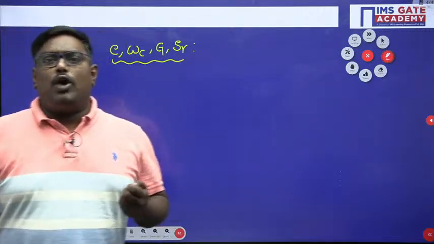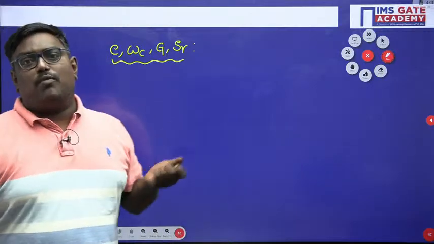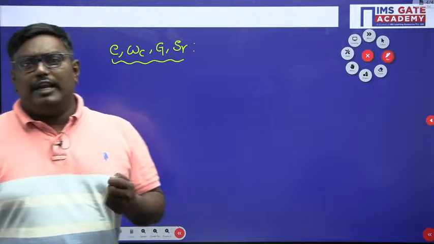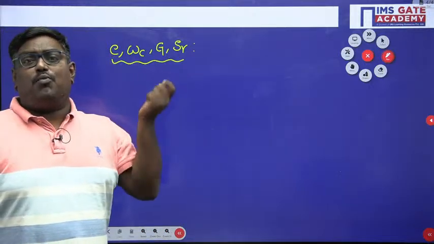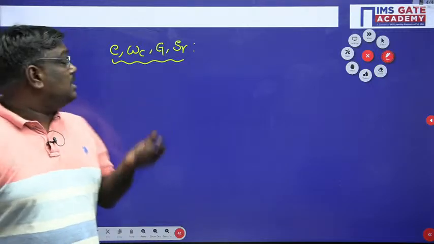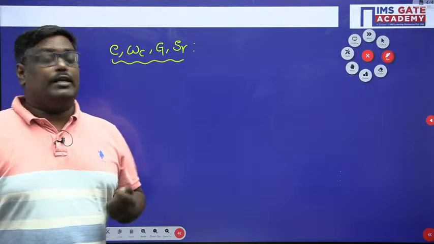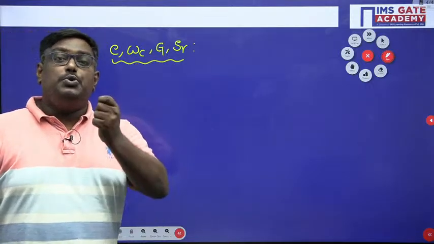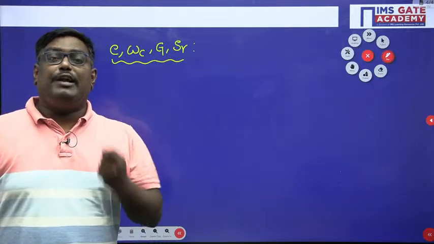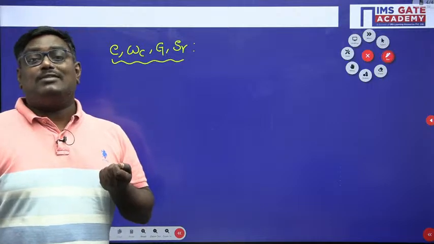What do you mean by void ratio? Void ratio is nothing but volume of voids by volume of solids. What do you mean by water content? Weight of water to the weight of solids. What do you mean by specific gravity? It is the ratio of unit weight of solids to the unit weight of water, and for a given soil, the true specific gravity is constant.